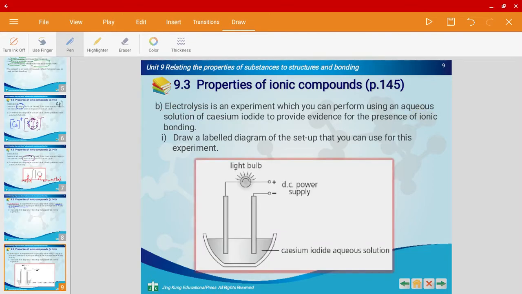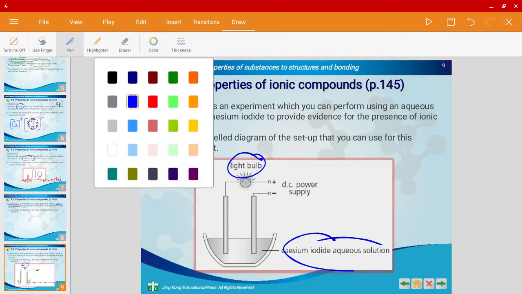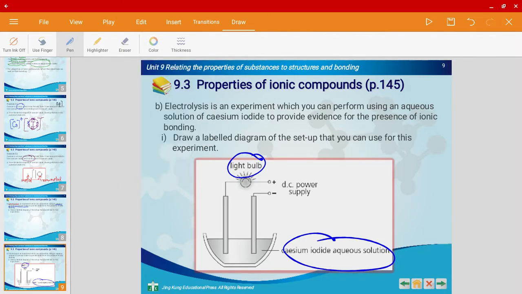The labelled diagram will look something like this. Make sure that you label the light bulb and the solution that you were using. Now my question is, why does the question state so obviously that we're using an aqueous solution of cesium iodide? Yes, it's giving us a hint that there are mobile ions present. So because there are mobile ions present in the solution, the light bulb is able to light up.